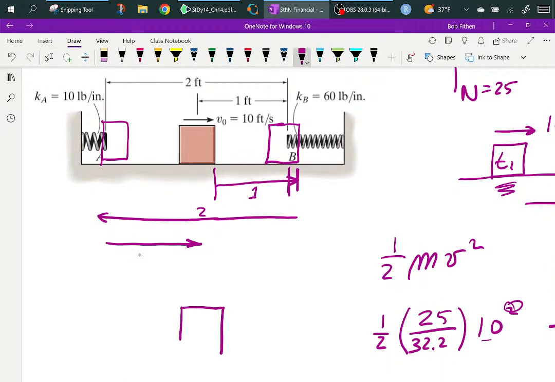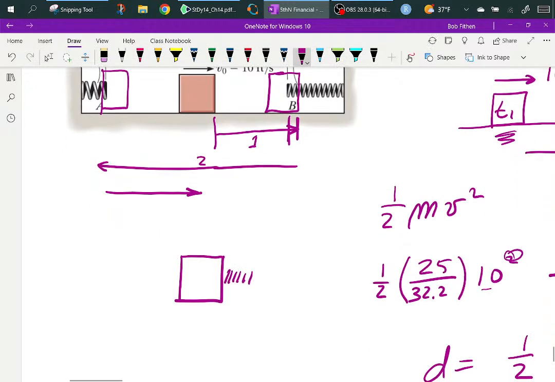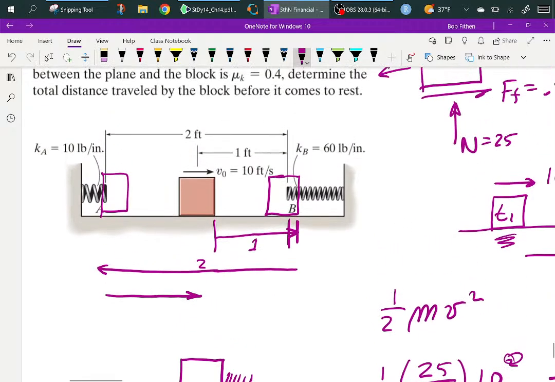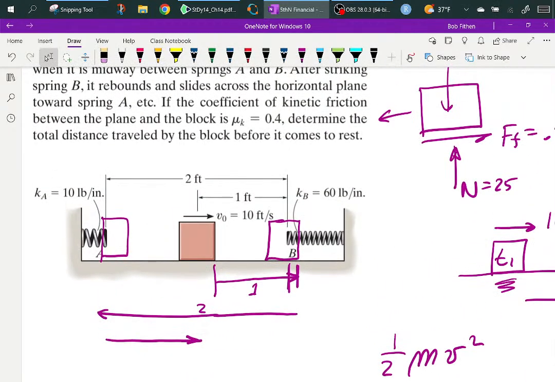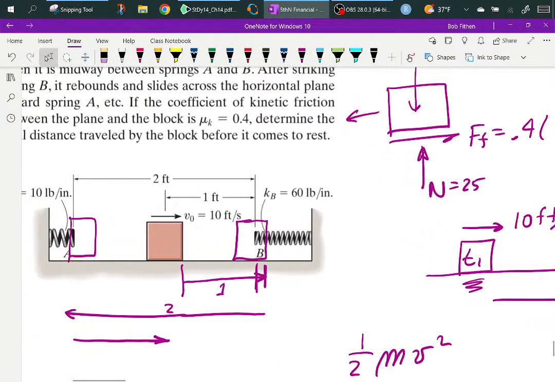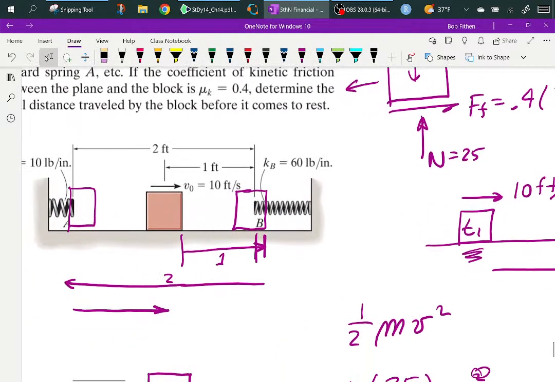So in other words, it could sit against this spring slightly compressed, with a friction force like this, but I doubt that that would happen. Because if you compress that, I mean, if you think about it, that thing is 10 pounds. The friction force is 10 pounds.